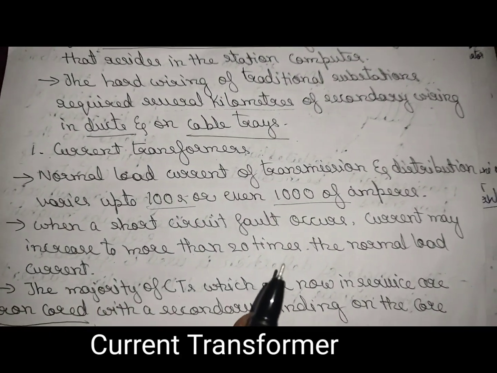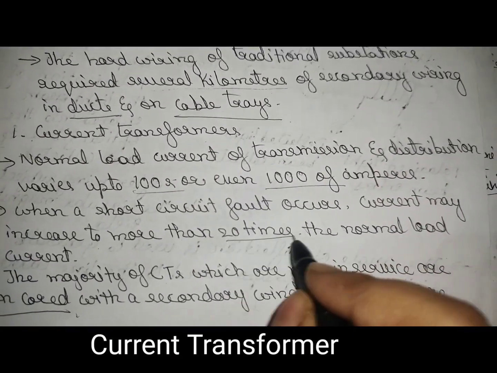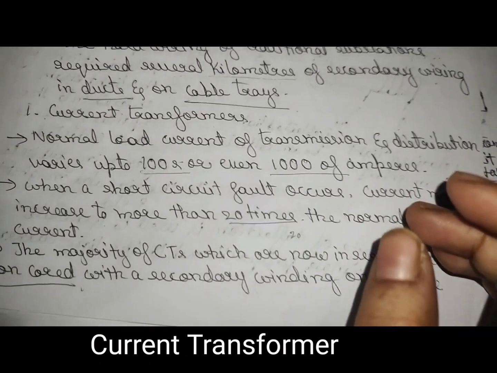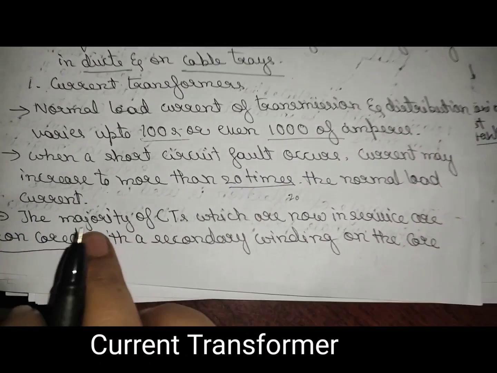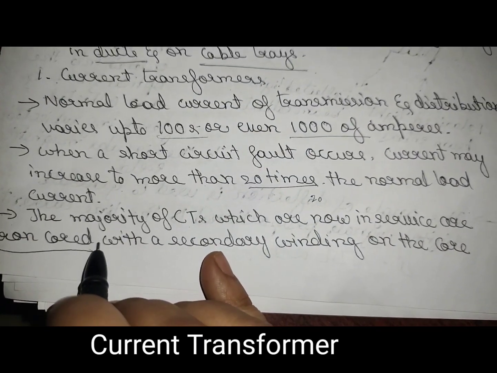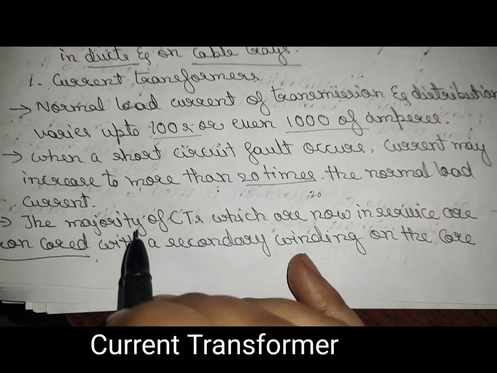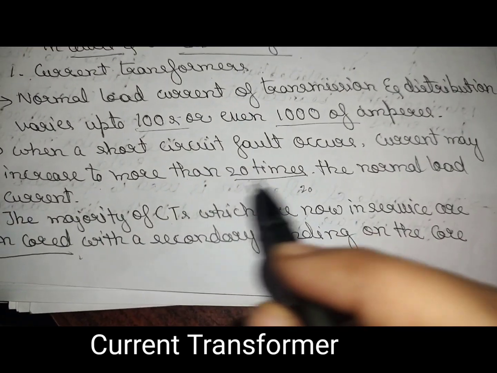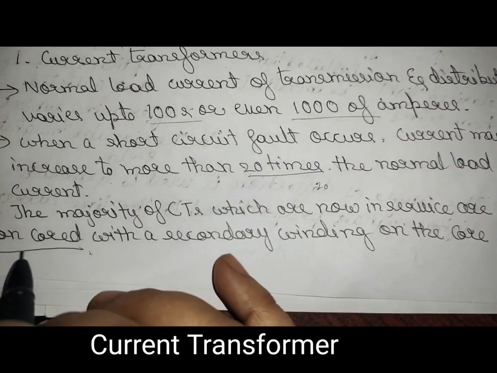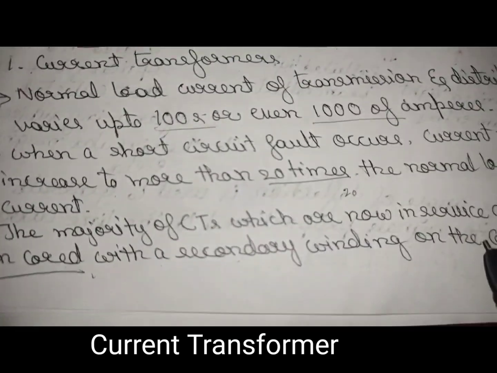If a short circuit fault occurs, the current may increase up to 20 times when compared with the normal value. The majority of CTs now in service are I1 core with a secondary winding on the core.